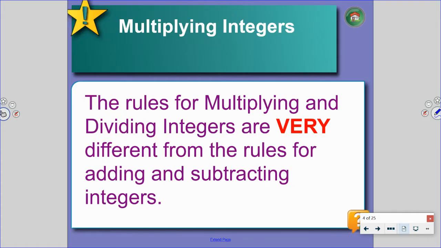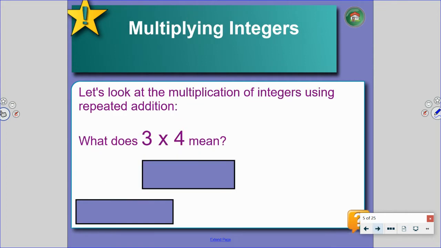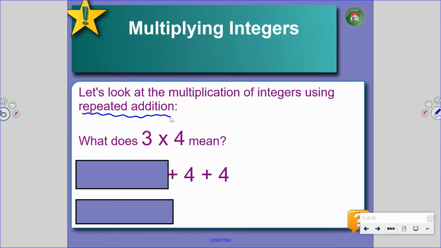All right, folks. Rules for multiplying integers and dividing integers are very different than adding and subtracting. I want you guys to understand what the rules are and where they come from. But first, I really need you to take a step back. What does multiplication mean? For instance, what is 3 times 4? Remember that multiplication is really nothing more than repeated addition. 3 times 4 quite literally means 3 groups of 4, 4 plus 4 plus 4.